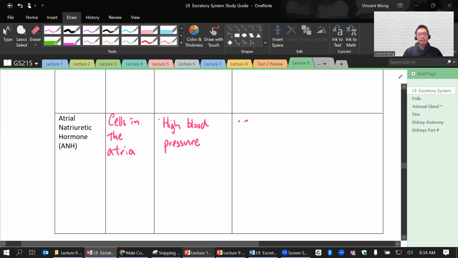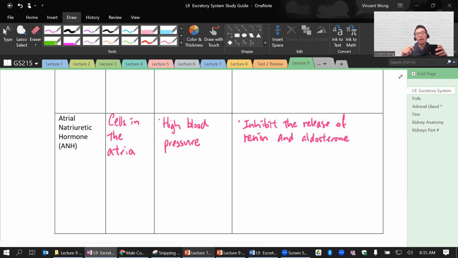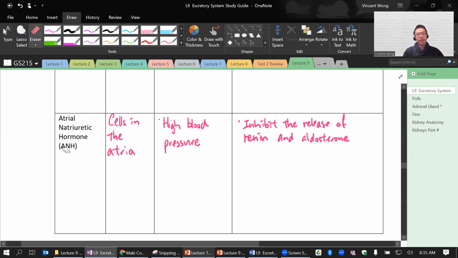So what it does is it will inhibit the release of renin from the JGA and aldosterone from the adrenal cortex. Right? We don't need the renin, we don't need the aldosterone if your blood pressure is already high, right? We don't want it to go even higher, right? So it makes sense for the ANH to inhibit the release of these hormones.